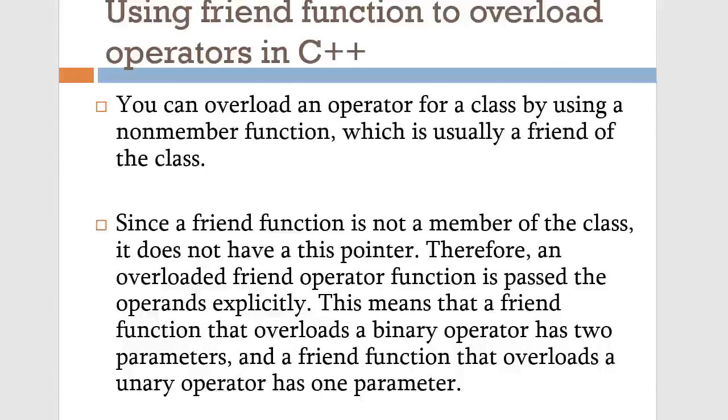Now let's discuss this second point. Since a friend function is not a member of the class, it does not have a this pointer. Therefore, an overloaded friend operator function is passed the operands explicitly.